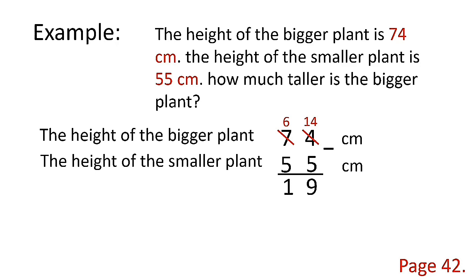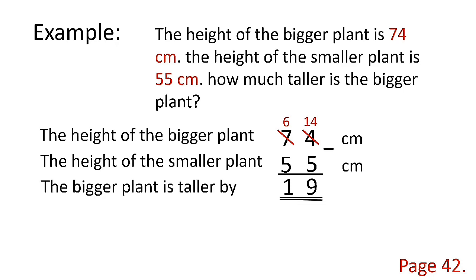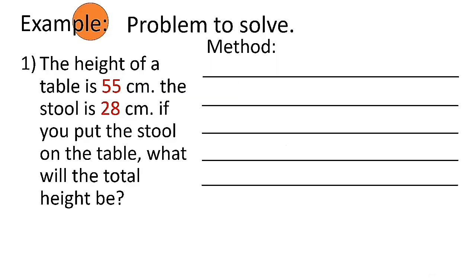So to answer this question, how much taller is the bigger plant? 19 centimeters, or 19 cm. The bigger plant is taller by 19 cm, or centimeters. Okay, did you get it? Very good. So our answer here is 19 cm, or 19 centimeters.